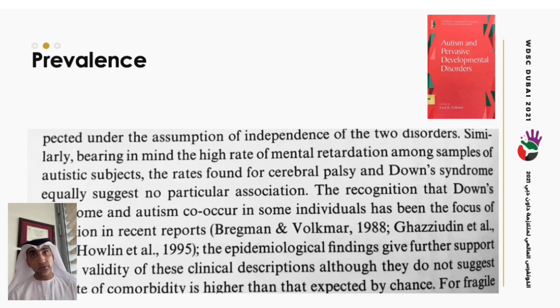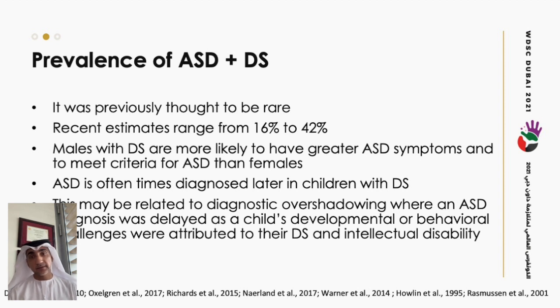But we now know that this is not the case, as recent estimates of autism among children with Down syndrome showed that the prevalence ranges between around 16 to even 40%, with males being at higher risk of autism compared to females. This is in line with the general epidemiology of autism.